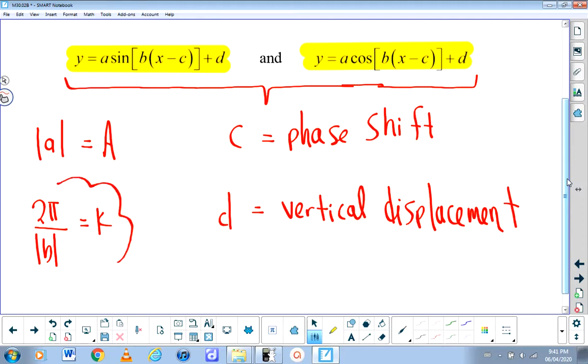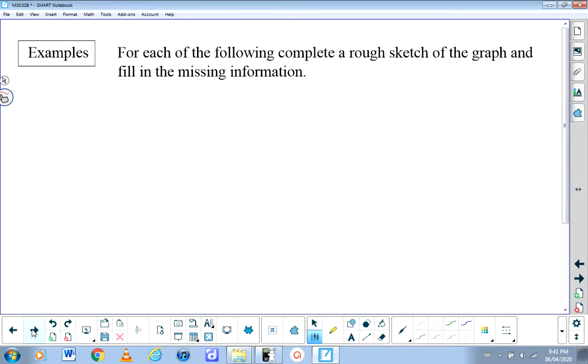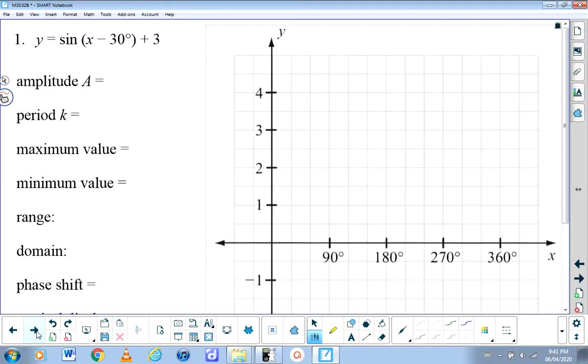So you're able to interchange the b and the k in this equation. So what we're going to do is learn more about all of these parameters and the features of trigonometric functions by way of 3 examples today. So to begin with, we're asked to complete a rough sketch of the graph and fill in the missing information for each of these 3 functions.